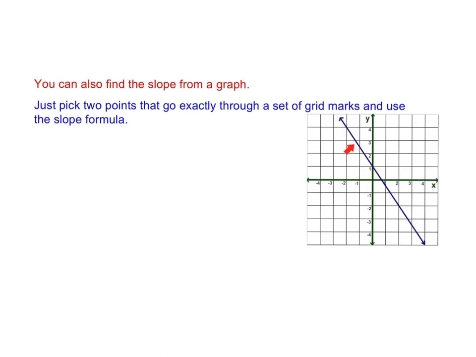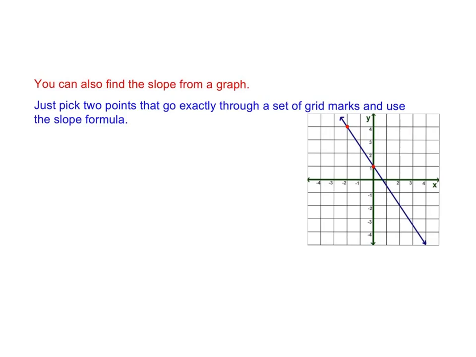You want to find points that go exactly through a set of grid marks, so there's no guessing involved. And here are the points that I chose, that I highlighted there in red. There's no guessing involved what the coordinates of those points are. There's no estimating required.